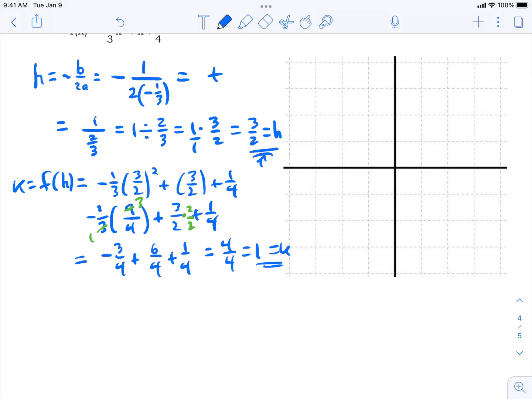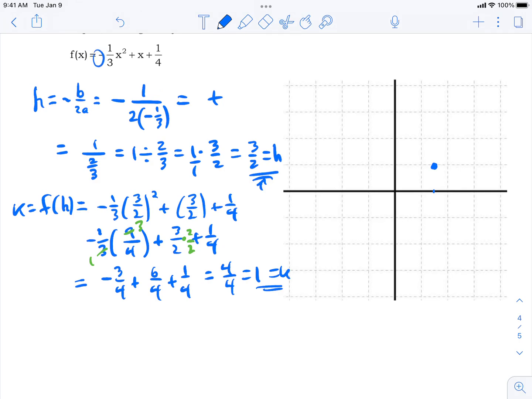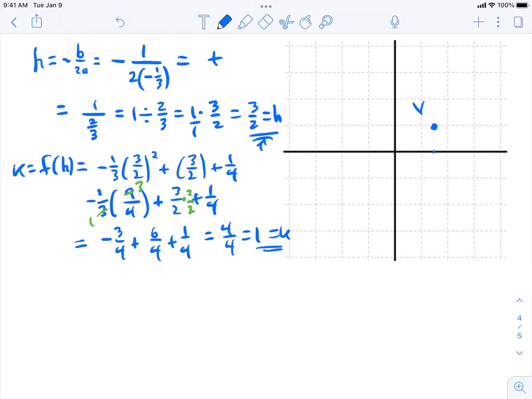I'm going to put it over here. H is 3/2, which is 1.5. K is 1. It's right about there. Is this thing opening up or down? It's opening down because of the negative. Why do I care? Because I'm going to label the vertex up here instead of underneath. So it's at 3/2, 1. There's your vertex. That counts as labeling a key feature.